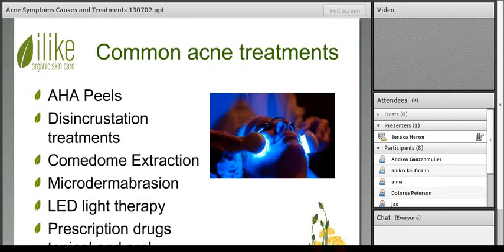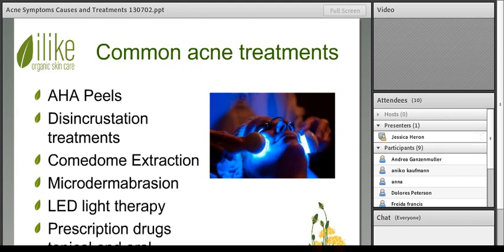Prescription drugs, topical and oral. There are topical antimicrobial and anti-infective drugs, and oral anti-infective drugs that are used to treat inflamed nodules. There's also oral estrogen and progesterone, which is often used to treat acne in women. Now, some of these are topical, like I mentioned, and some are oral, and depending on the grade of acne, the doctor will decide what type of oral drug to put the client on.